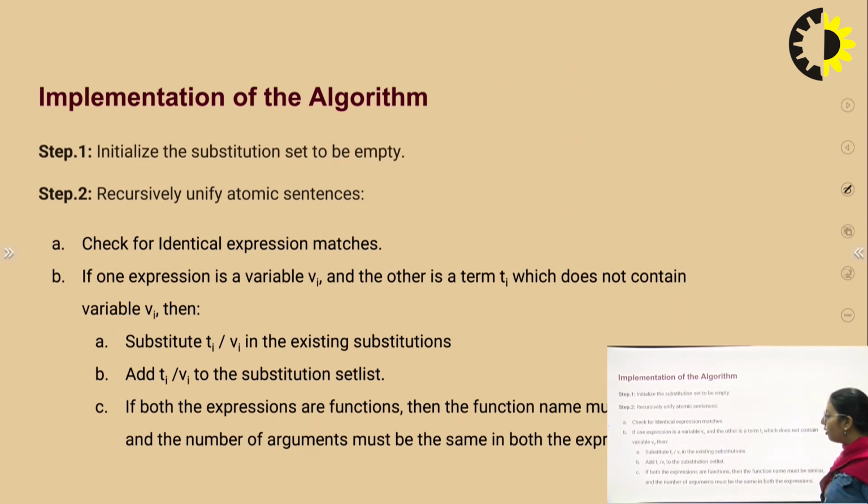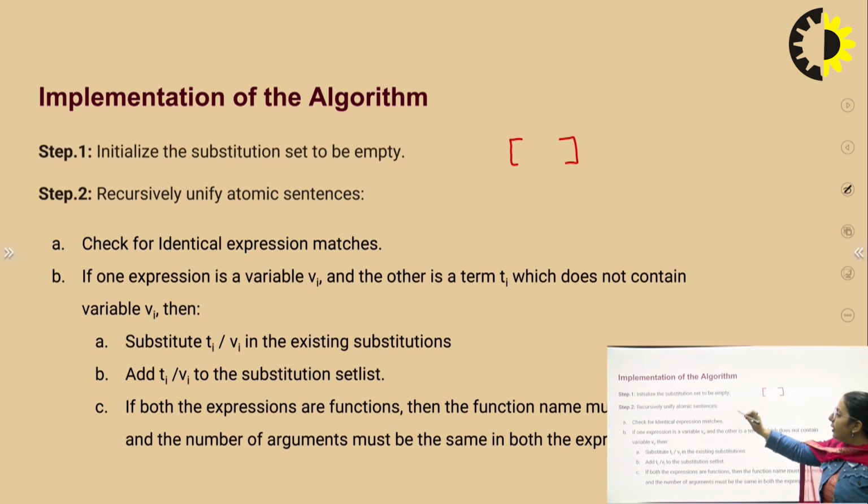So here is an algorithm. Let me give you a thorough review of this algorithm. The first step is to initialize the substitution set to be empty. It means that if we are given an expression and we are finding the MGU, the substitution term should be empty initially, as it does not contain any substitution term yet.